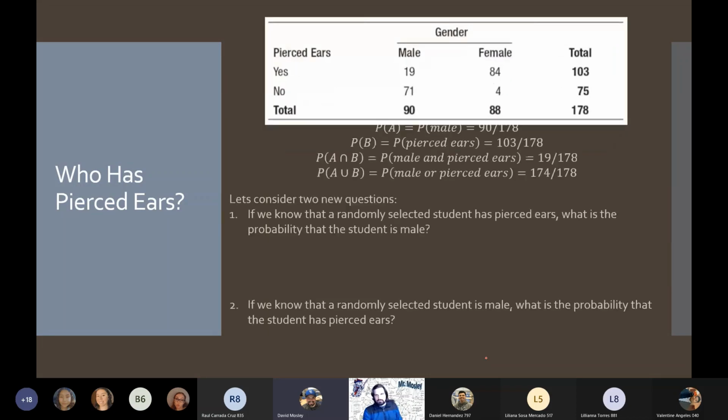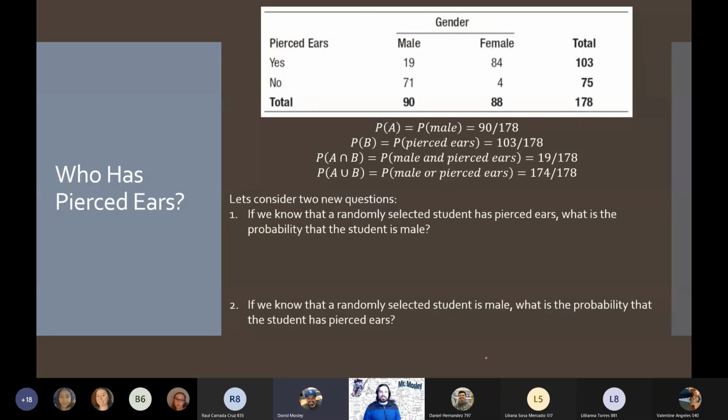So now, let's look at a couple of new questions based on a conditional probability. Question number 1. If we know that a randomly selected student has pierced ears, what is the probability that the student is male?